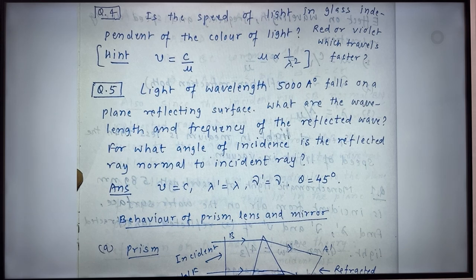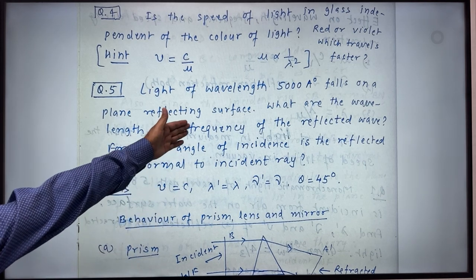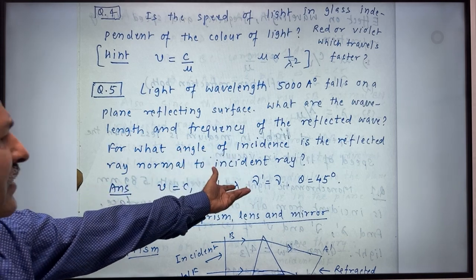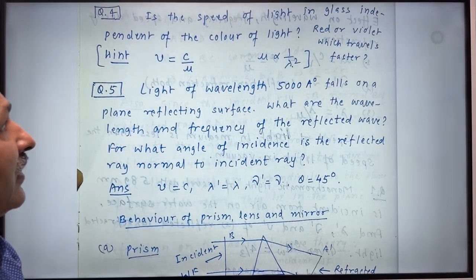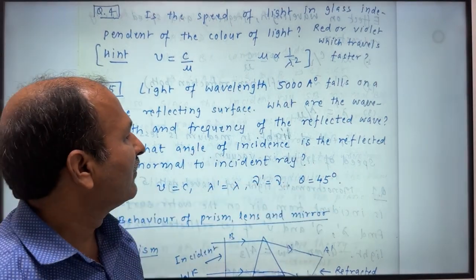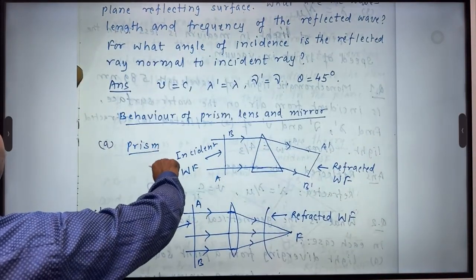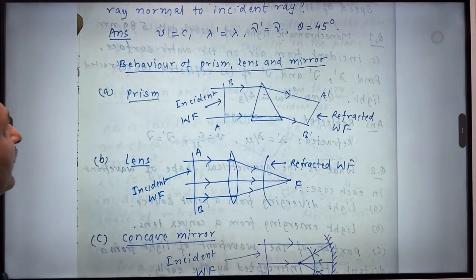So here what is happening? In case of reflection, no change will occur, so everything will remain the same. v will remain the same, wavelength will remain the same, frequency does not change, that you know very well, and the two should be perpendicular. For that, theta must be 45 degrees. You can easily analyze. Now, let's see the behavior of prism, lens and mirror.